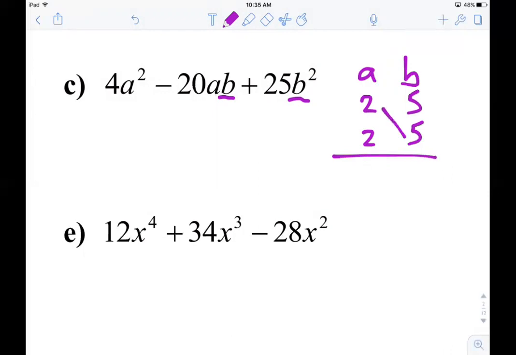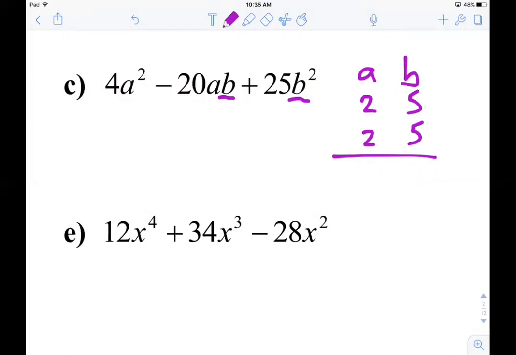Well, this would give me positive 10. This would give me positive 10. When I add those together, I would get positive 20. But I actually need to get negative 20. So that's telling me that I must have been on sort of the right track. I just wasn't quite there.